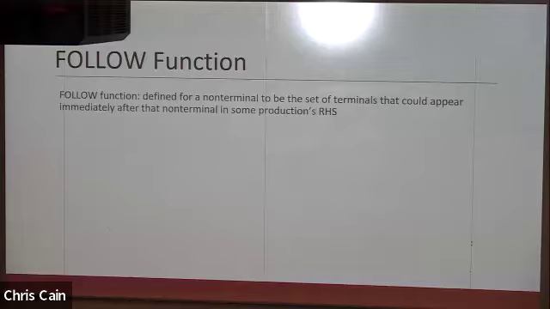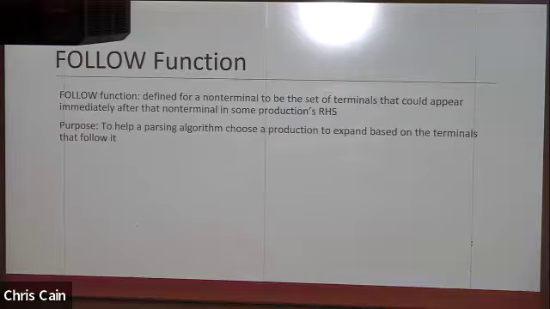Follow is defined for a non-terminal: it takes as input a non-terminal and outputs the set of terminals that can appear immediately after that non-terminal in some production's right-hand side. The reason we care about it is we need to be able to choose which production to expand based on what could follow it. So we see in a look ahead on the string, we need to derive some kind of A, and we need to figure out, what could we expand such that that A comes first? What can we do such that that A comes after some expansion?